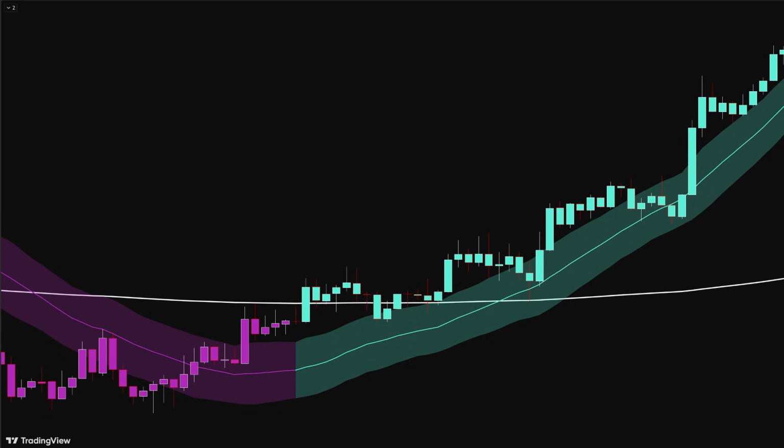Eventually, the market structure changes. Price moves above the 300 EMA, and that's your pivot. From that moment on, you stop looking for sell trades entirely. Now you only look for buys.